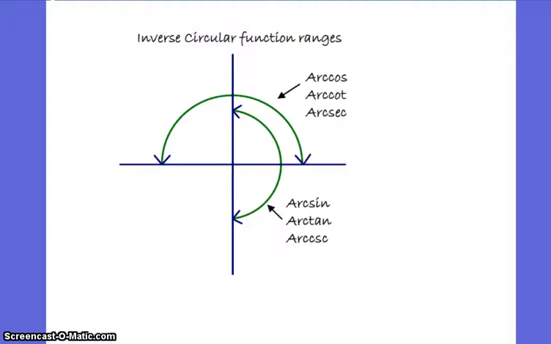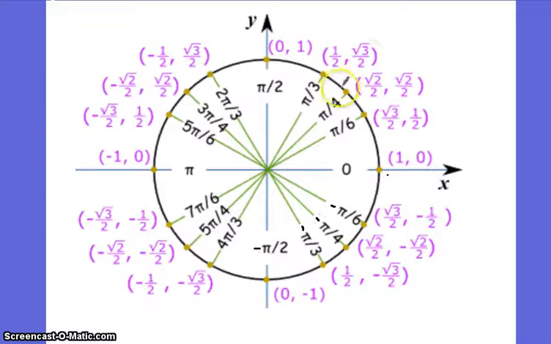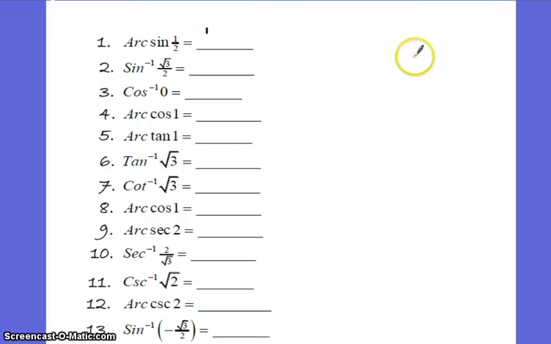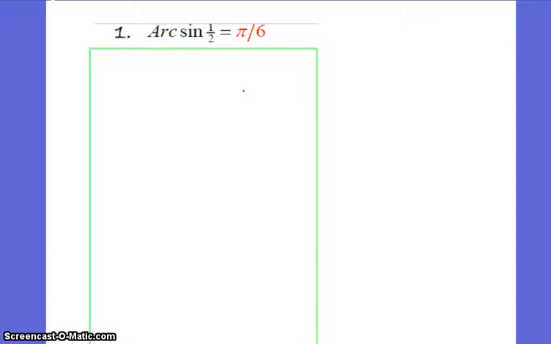Well, sine is always either in the first or the fourth quadrant. If it's positive, we look for it in the first quadrant. If it's negative, we look for it in the fourth quadrant. So 1/2 is a positive number, so we're going to go to the first quadrant and look for where sine is 1/2. That's right here, and so my answer would be pi over 6. Okay, next one.